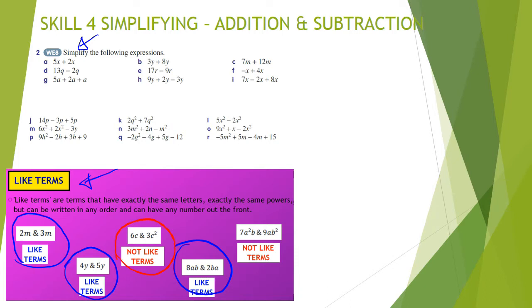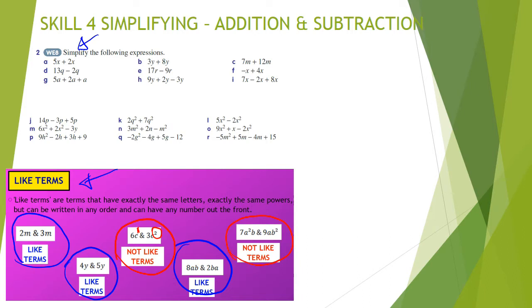Some examples that are not like terms are 6c and 3c squared. Even though the letter C is the same, the power is different because 6c has an invisible power of 1, whereas 3c squared has a power of 2. This means they're not like terms because the powers are different.